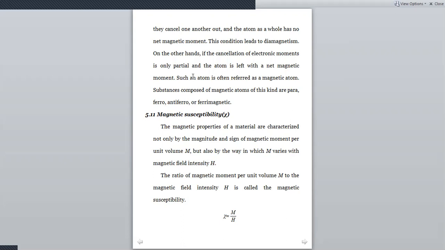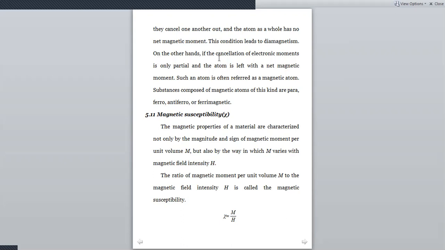Therefore, if the whole atom has a particular direction, with the electrons having a particular magnetic moment in one direction, this atom as a whole is a vector. This vector is called the magnetization vector. This condition leads to diamagnetism.